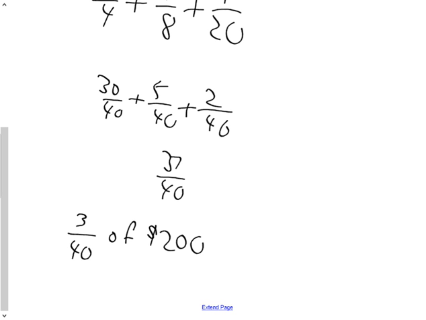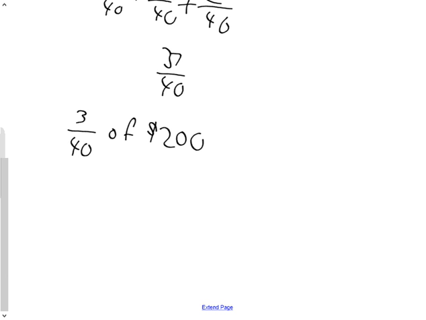Does that sentence make sense to everyone? They are 3/40 shy of the $200 they require to buy the gift. We can translate this to a math sentence. 3/40 of $200. Does everybody agree with that? Can we cross-reduce this? Can 3 over 1 cross-reduce? No. Can 200 over 40 cross-reduce?